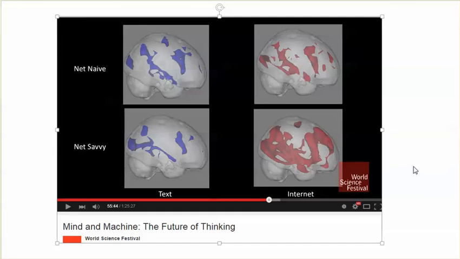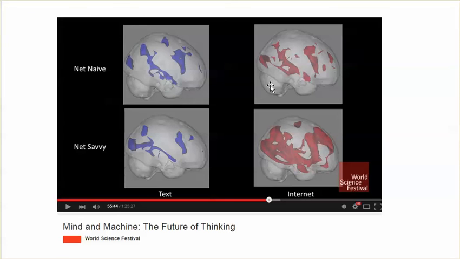But look what happened on the internet. When they put a net naive person, the person who's never done searches on the internet and has no idea how the internet works, on the internet, you can see that when they work with the internet, the brain scan looked pretty much the same as for the text.